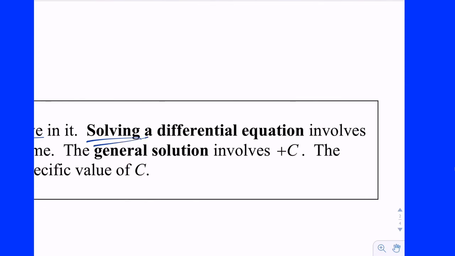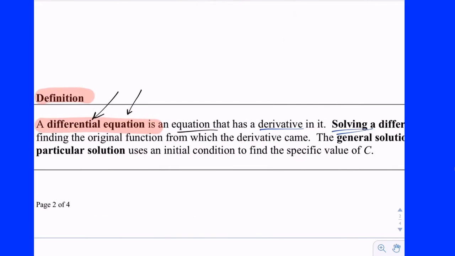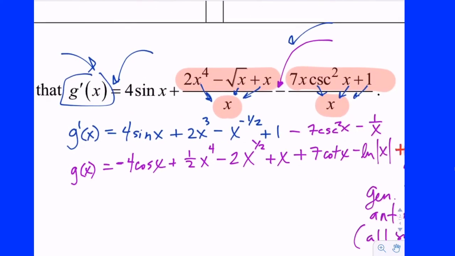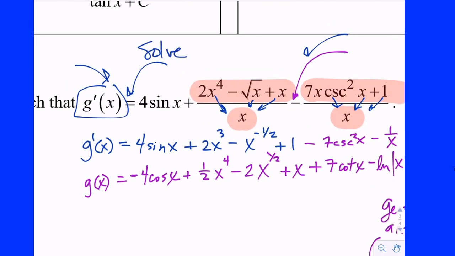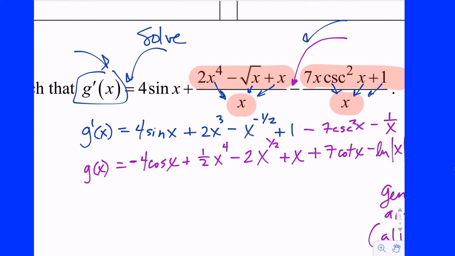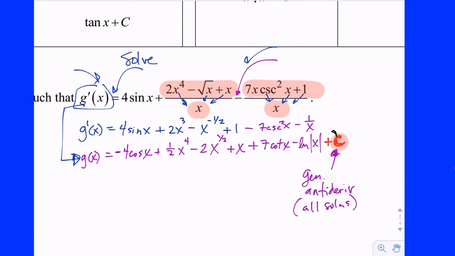You might be asked to solve a differential equation. Solving a differential equation means getting back to the original function from which the derivative came. So, for instance, if I gave you this and I said to solve it, well, if that's g prime, then solving it means getting back to g, the original function. That's why I was mistakenly calling it the general solution before I'd given you that terminology. It's the general antiderivative, but now it's also the general solution to the differential equation.